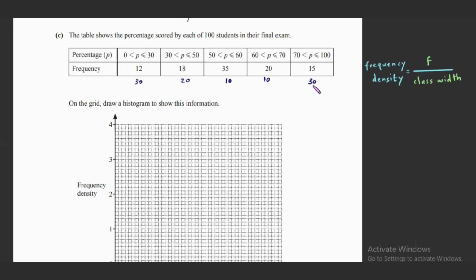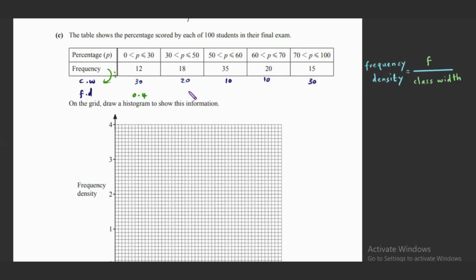This is what we have. This is the class width. We now need to calculate the frequency density. To calculate the frequency density, the frequency has to be divided by the class width. So the frequency, you divide it by the class width and put the answer here, which means this 12 has to be divided by 30, that is 0.4.